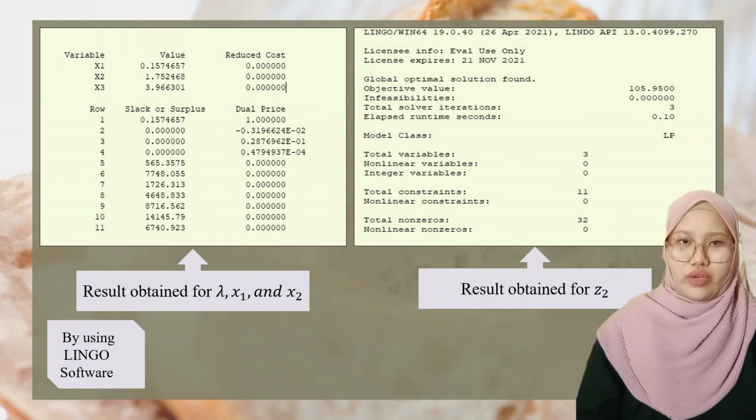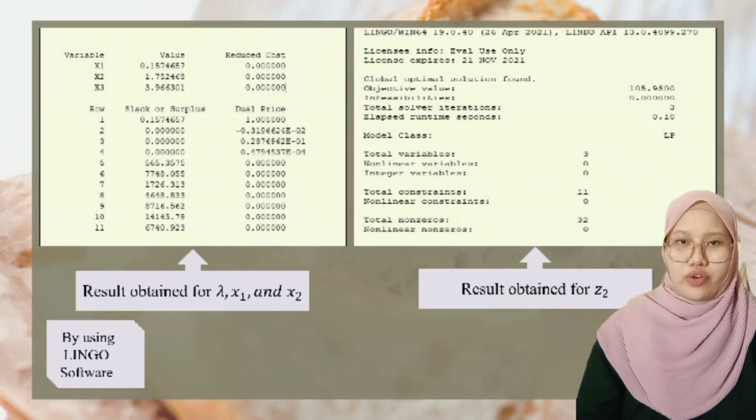The Lingo software cannot read the lambda symbol, so I have denoted lambda as x1. Then x2 is for Hawaii bun and x3 is for slice bun. Thus, the value for lambda is equal to 0.16, x1 equals 2, and x2 equals 4.